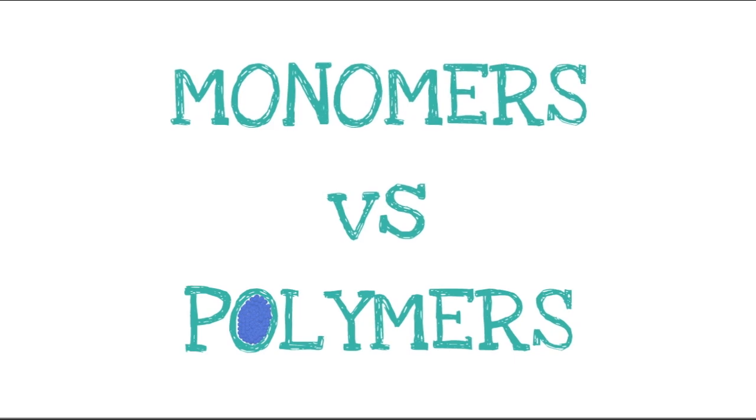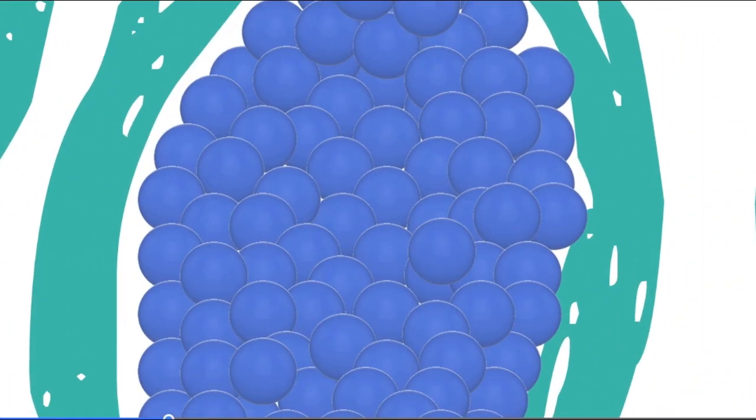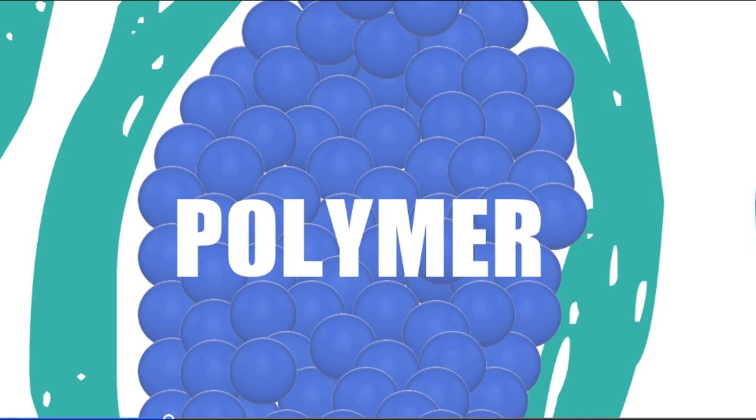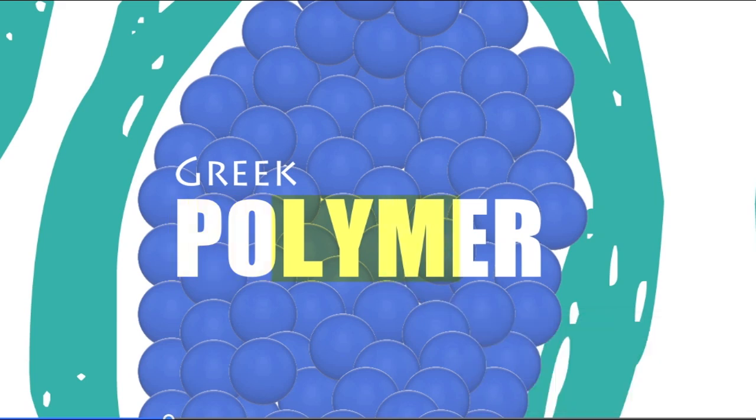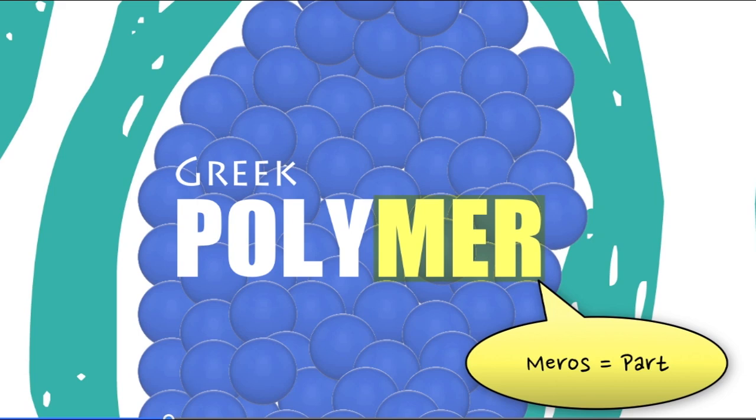What are polymers? As you can see here in this image, we have a lot of blue balls together, and these are representing, of course, a polymer. Polymers are simply molecules that you find out there, and these molecules are comprised of thousands of parts, and these parts are called monomers. Now, keep in mind, just a little bit of word origin, that polymer comes from the Greek words polis, which means many, and meros, which means part. So a polymer basically is a molecule that is comprised of many parts.